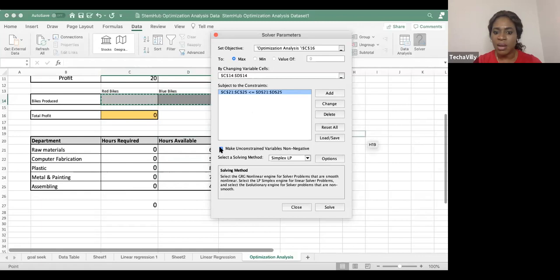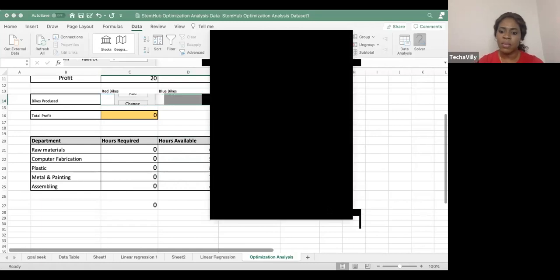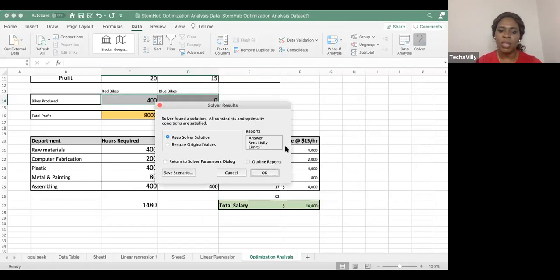And then, okay, so we don't want it to be 0, and we don't want it to be negative. So we are using Simplex LP because it's linear programming that we are using. So just click on solve, and then it's going to populate.